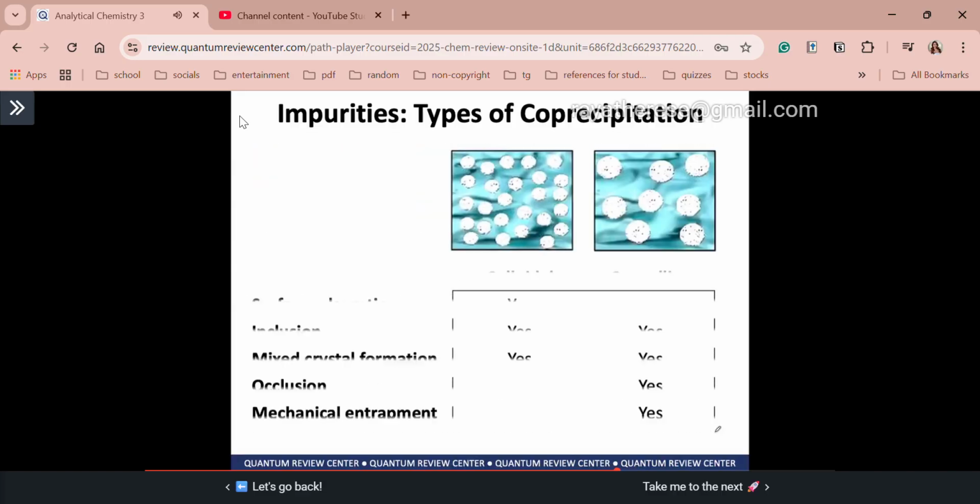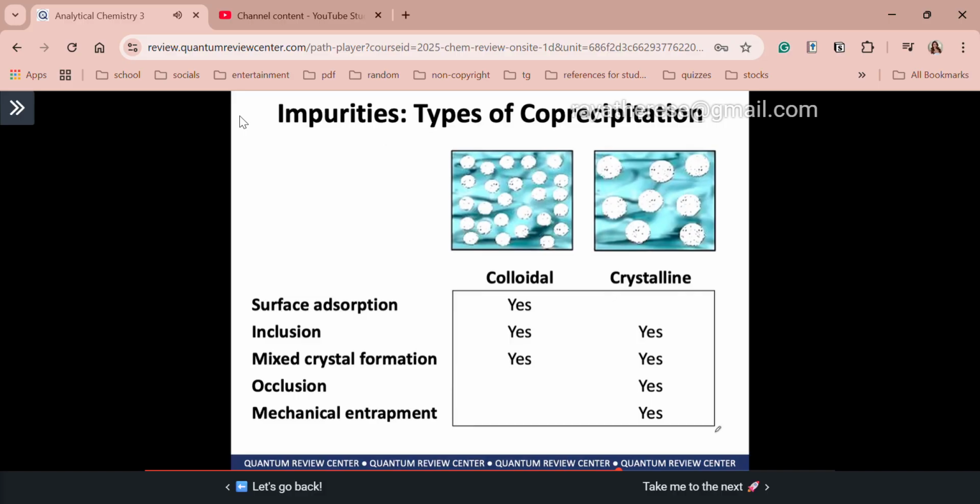I also made this paper summary, class. Anong naaapektuhan? So, naaapektuhan ang colloidal ng mga sumusunod, crystalline din. So, ang crystalline, class, kahit na relatively pure to, meron pa ring maliit na chance that they have co-precipitates. Okay? So, ayan guys, very good. Alam na natin ang procedure and pati ang troubleshooting ng co-precipitation.